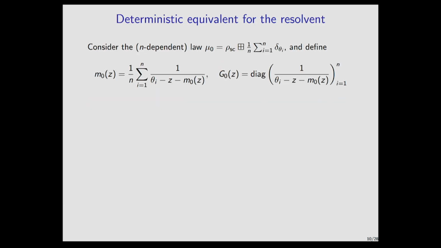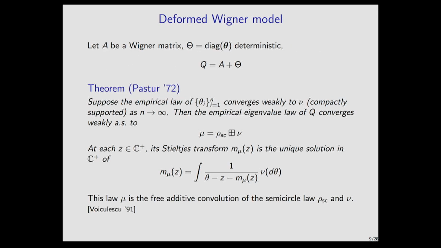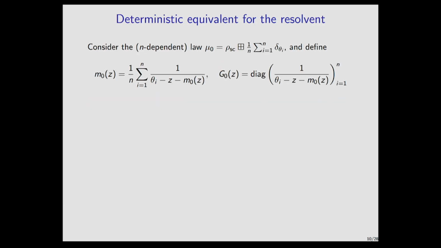The second thing I want to review is that this is a qualitative statement. It's just saying weak convergence. If I want to make the statement a bit more quantitative, and if I also want to produce an approximation for the resolvent, it's more helpful to think about the free convolution directly with the empirical distribution of coordinates of theta. So rather than passing to this limit measure nu, let me just take the free convolution of the semicircle with the empirical distribution of n points theta.